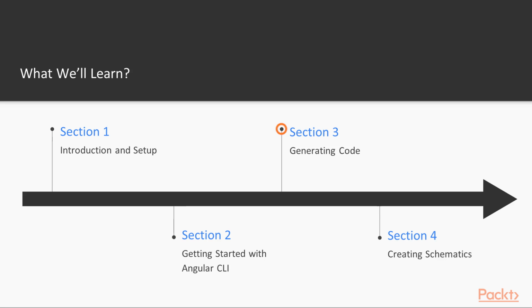Next, we'll dive deep into feature generation using Angular CLI, which is probably the feature that you're going to be using the most of the time. We'll also talk about workspace structure and how to make your code available as a library. In the next section, we'll look into schematics, which power the code generation in Angular CLI. We'll learn about how they work and how you can define your own in your apps and libraries.